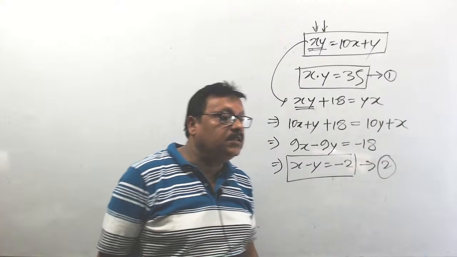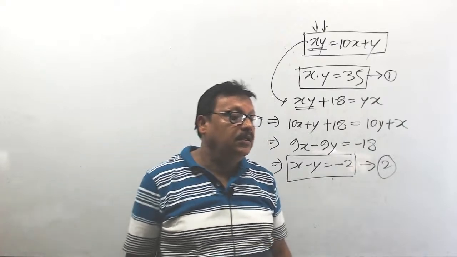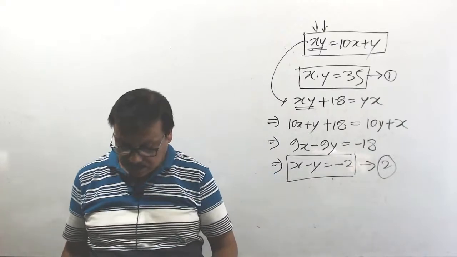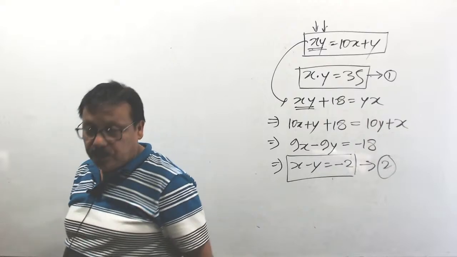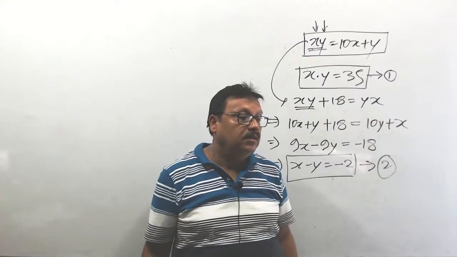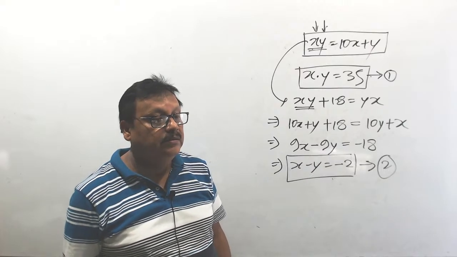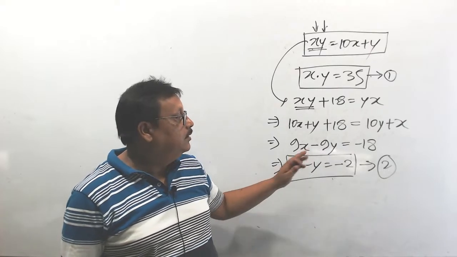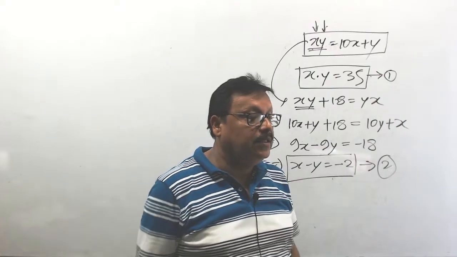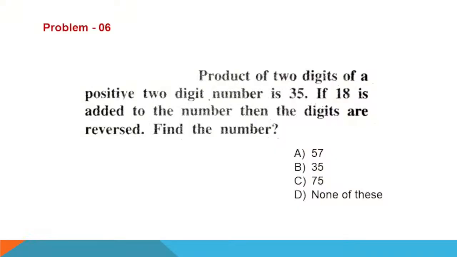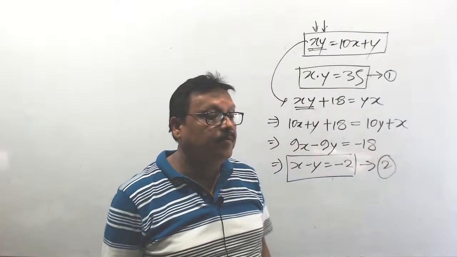Anurupa is done. Yes, sir. Which option was it? Answer 57. Correct. Answer is 57, is it? Yes, option A. Very good.